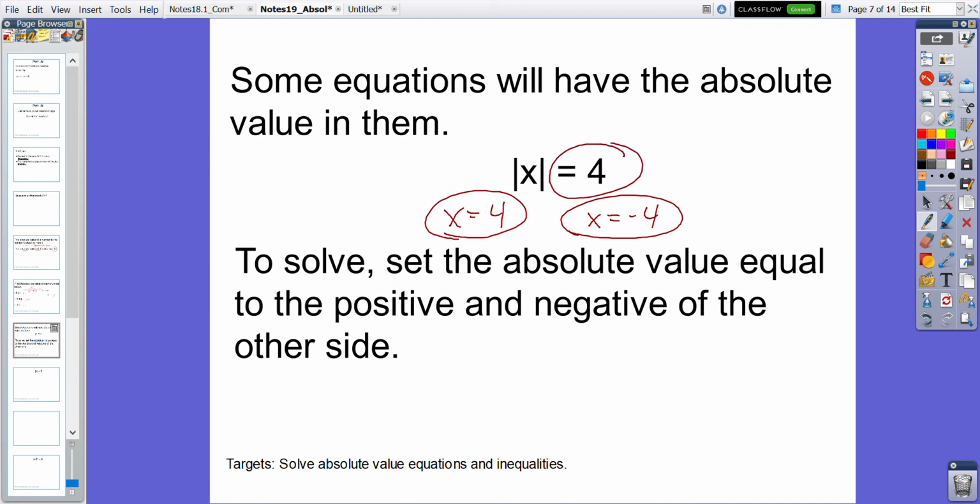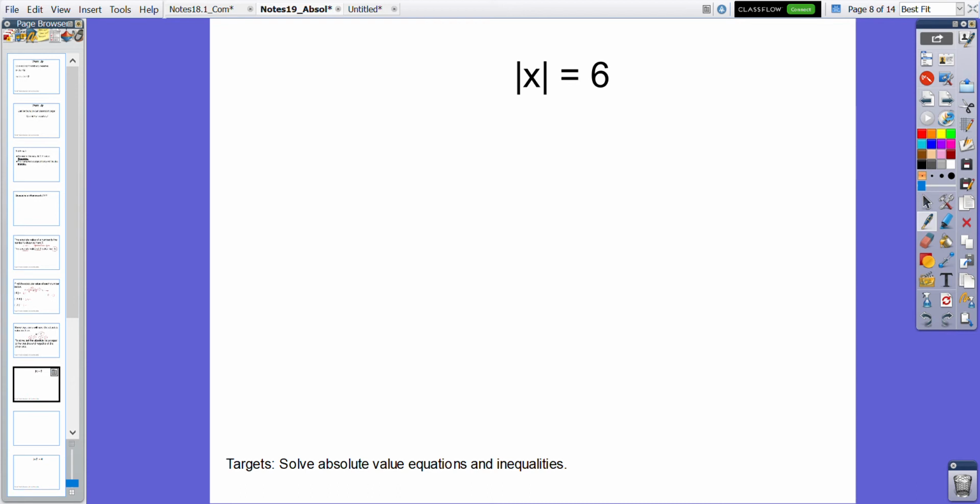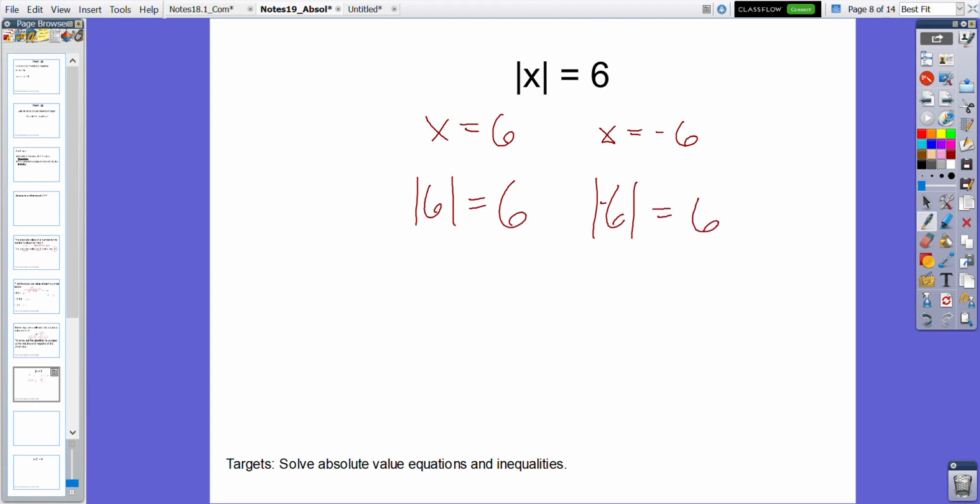Same thing goes for the example right here. The absolute value of x is equal to 6. There are two possibilities. We can get x is equal to positive 6 or x is equal to negative 6. Okay, and we can check that. We know that the absolute value of 6, once again, distance from 0, has to be 6. And then the absolute value of negative 6 is also going to be positive 6.